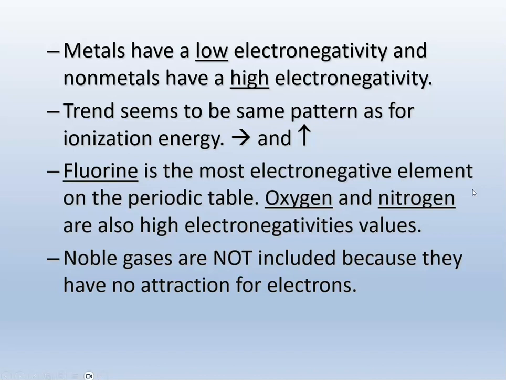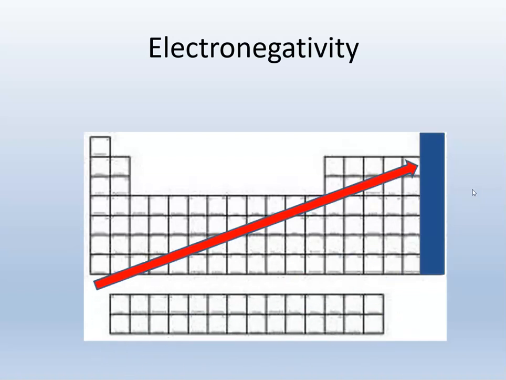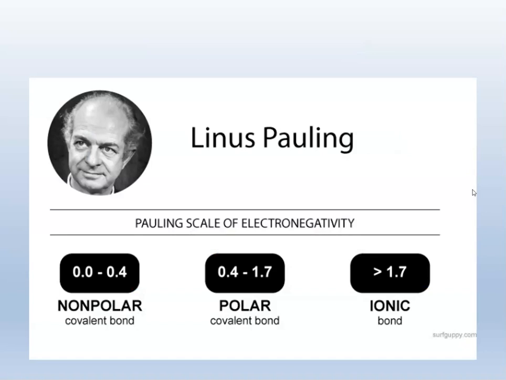So this one, yes, is up and to the right, but it is going to exclude the noble gases. They don't have an electronegativity because they don't have that attraction for electrons. And so the trend is up and to the right, but I'm going to stop and point right there at that fluorine and block out that noble gas, because the noble gases do not count in this trend. And so that leads us to Linus Pauling.